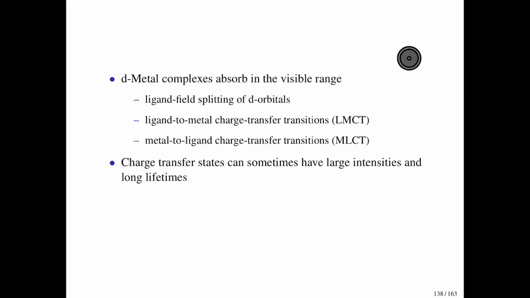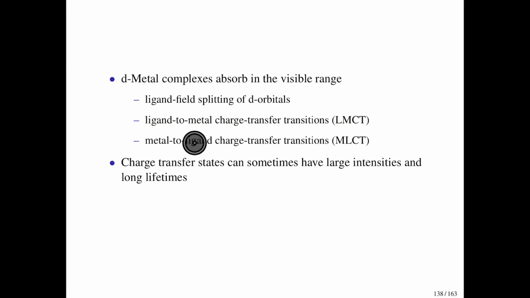Transition metal complexes involve d orbitals. And when you have different ligands attached to the transition metal, the d orbitals get split into different groups, depending on the ligands that you have and how much coupling there is to the d orbitals. And so you can have transitions between the different d orbitals, which are interesting.